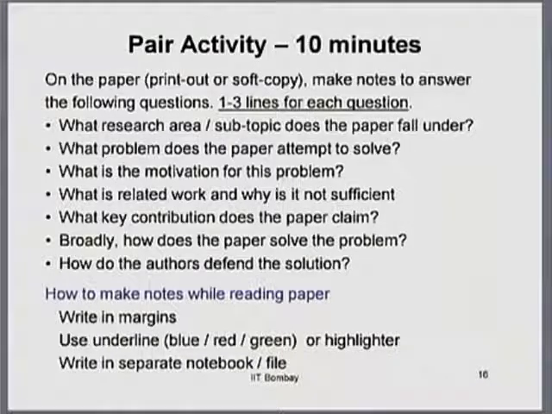The questions are in front of you. What research area or subtopic does the paper fall under? What problem does the paper attempt to solve? What is the motivation for this problem? What is the related work, and why is it not sufficient? What key contributions does the paper claim, etc. We have already gone through this, but this time it is not adequate for you to identify which portion of the paper contains what. It is important for you to read that portion and write 1 to 3 lines as answers to the following questions.